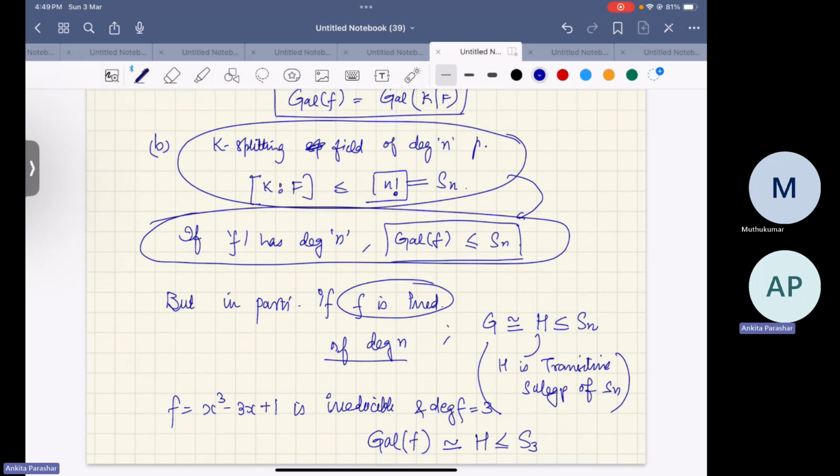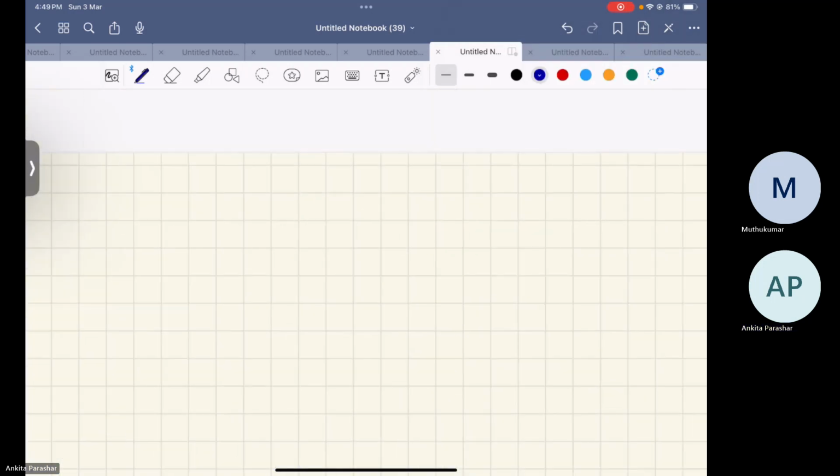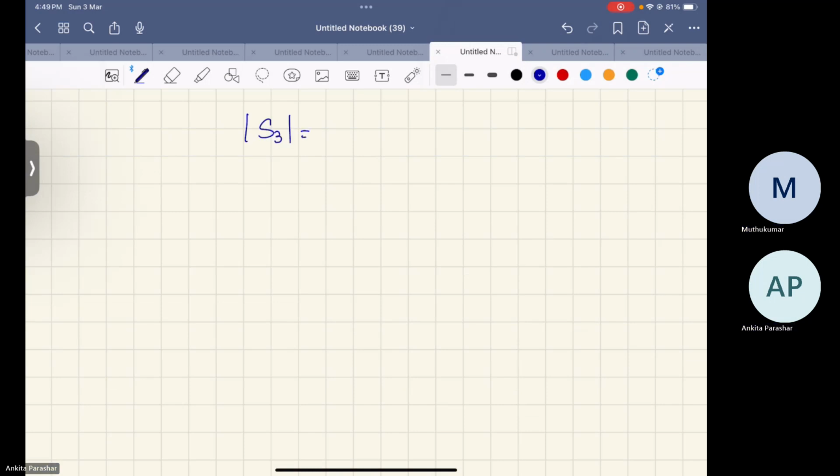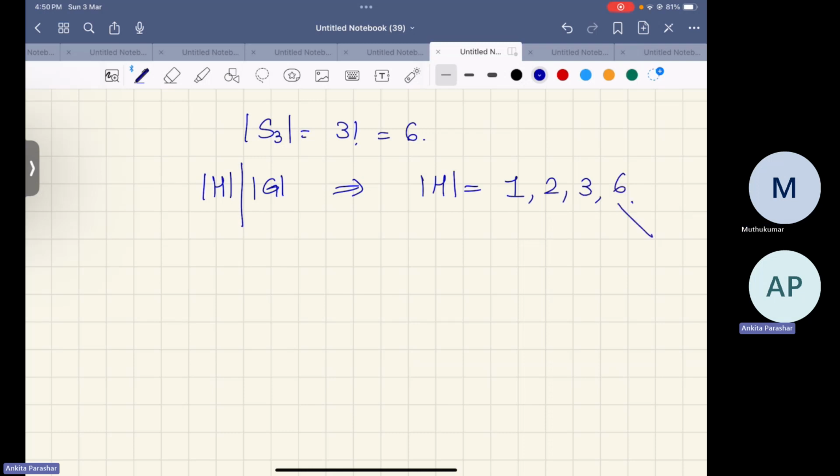Now, what is the order of S3 first of all? 6, 3 factorial is 6. And Lagrange's theorem says the order of H divides the order of G if H is a subgroup. So what are the possibilities for the order? 1, 2, 3, 6. This is S3, we know. This is trivial, we know. Can you say something about these two groups? Yeah. So recall S3 is this group.